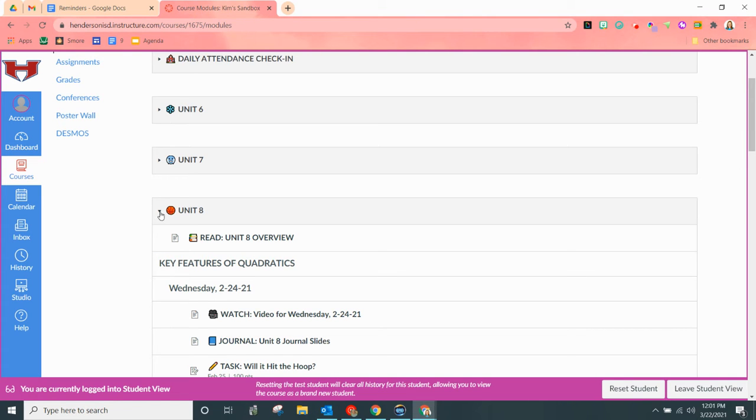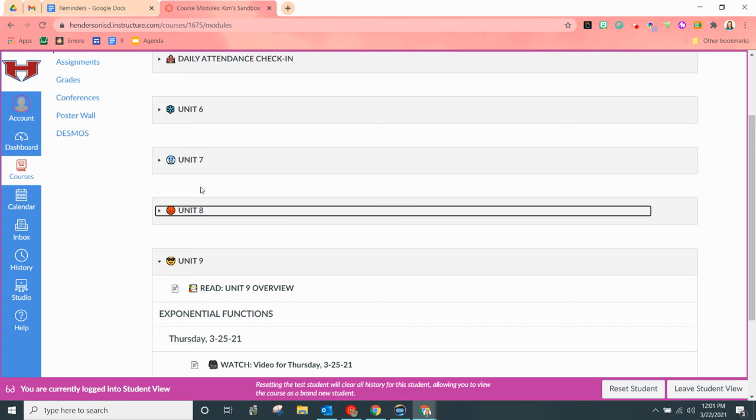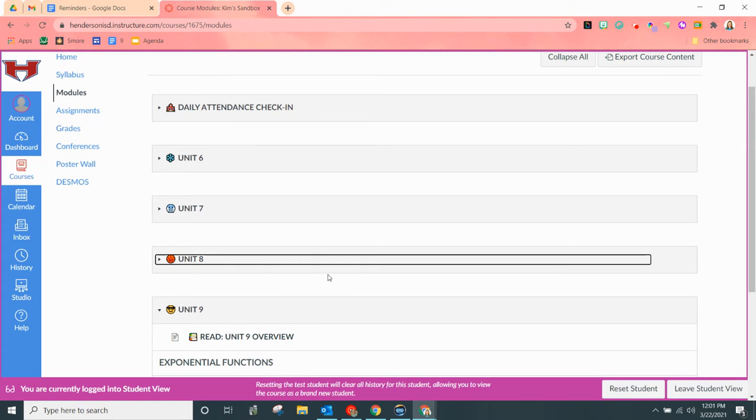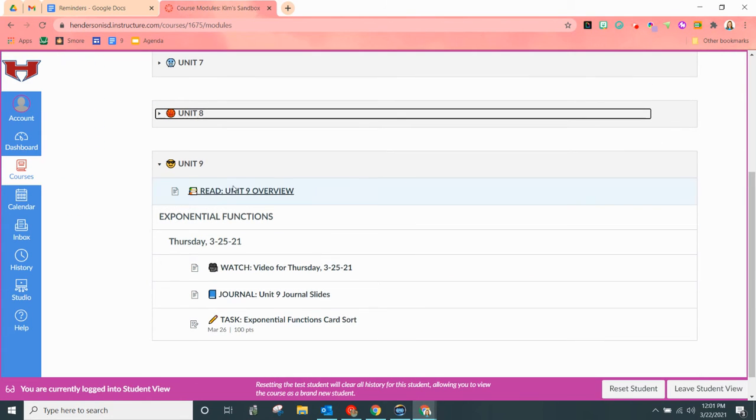So remember, you can always hit these little arrows on the side and you can collapse the modules. You don't have to look at that stuff anymore. We are on to Unit 9. So here's an overview of what Unit 9 is. Here's your video that you're watching. And then here is where you need to go grab your journal slides. It's going to ask you to make a copy of that file. And then you don't have to worry about setting up a new journal.